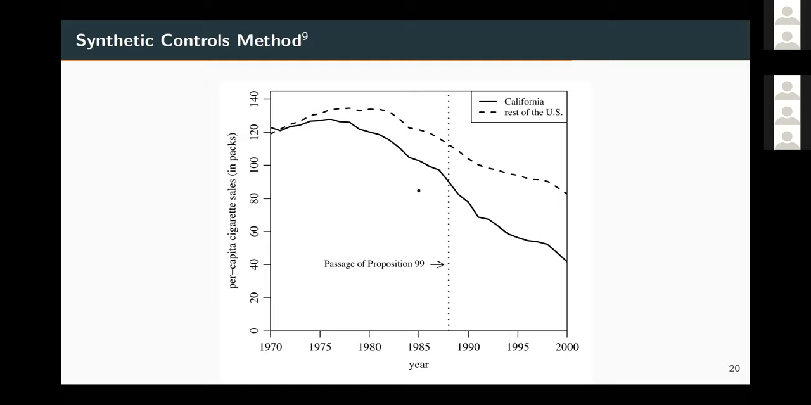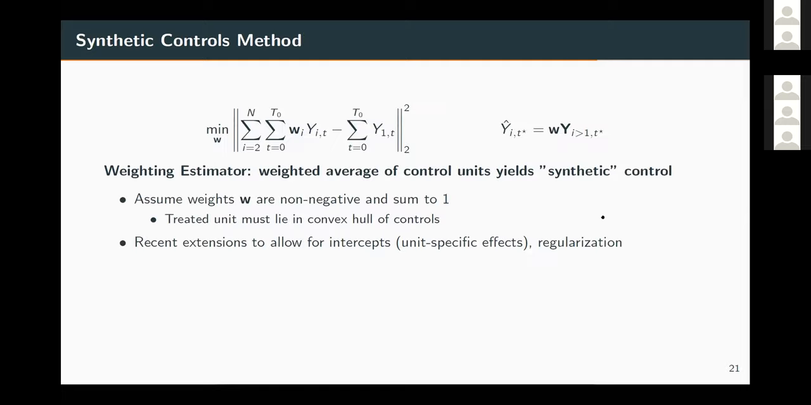And the idea of the method is that you take a weighted average of the other states in the United States, match that to California pre-treatment, and then project that out. And so the idea is you're finding weights on the other states, and you want to minimize the difference between the weighted other states and the actual observed outcome pre-treatment, so up to the treatment time.